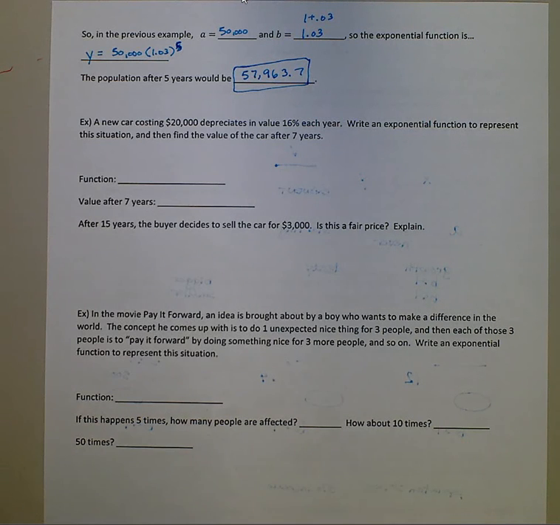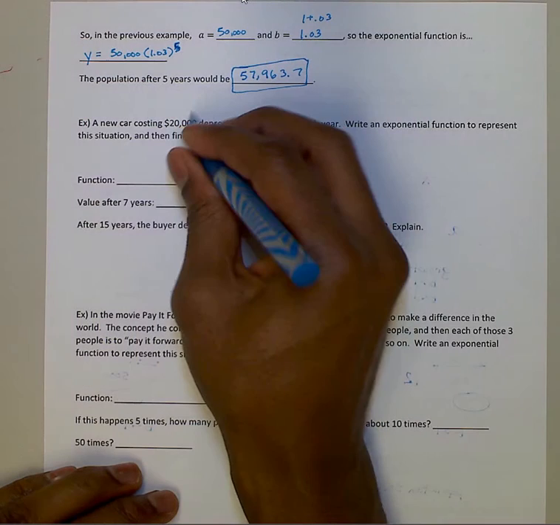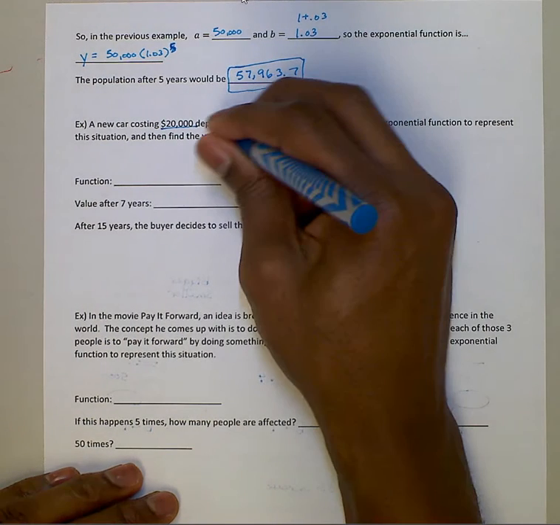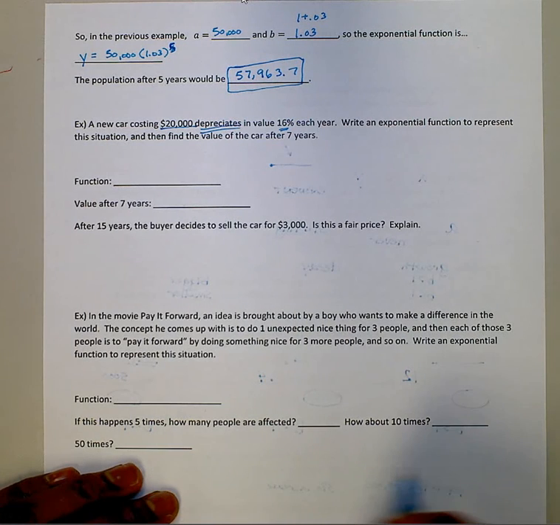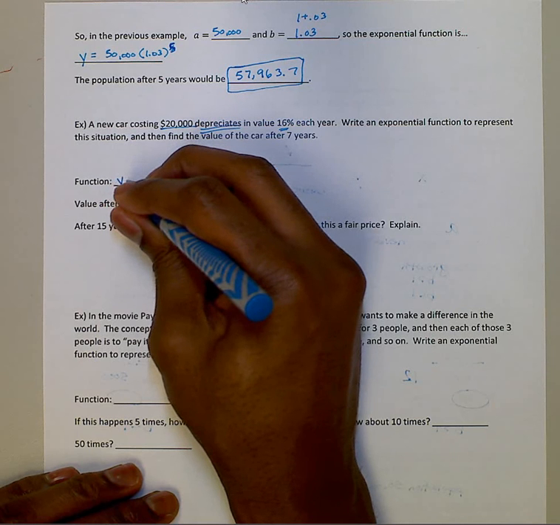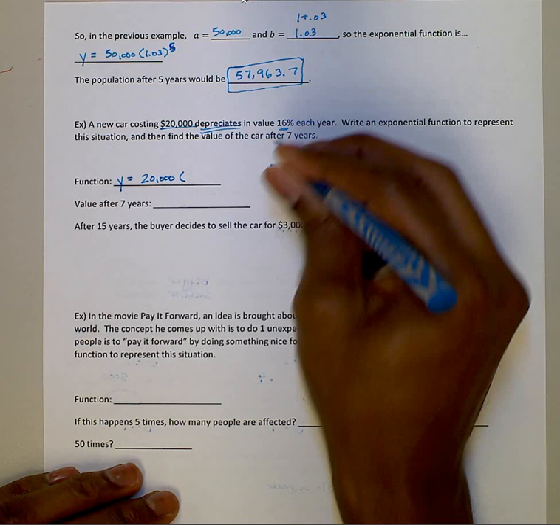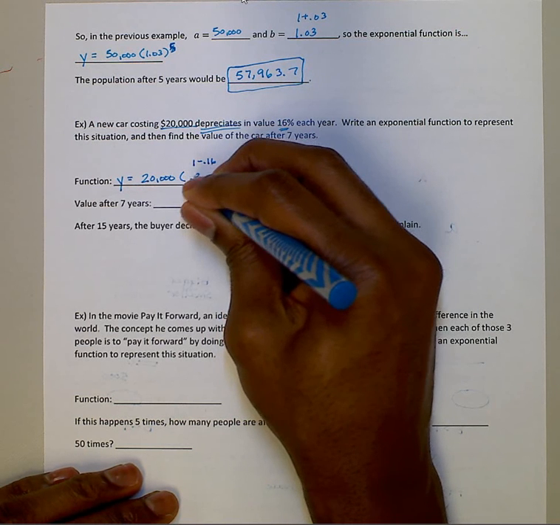Alright, so again, if you can, pause it and try to do these without me. I'll go through these a little bit quicker without as much step-by-step. Well, I guess I'll still do step-by-step, but I'll go through these quicker. Alright, car initially cost $20,000. It depreciates 16% each year. Write an exponential function. So I have y equals our initial value, 20,000, times 1 minus 0.16. Depreciates, so it gets smaller.